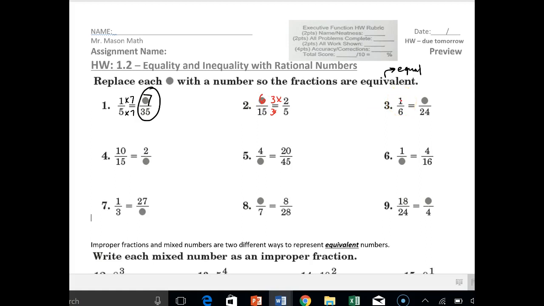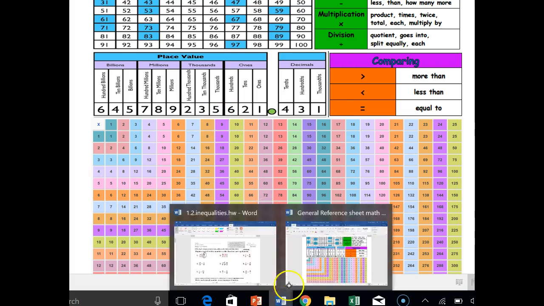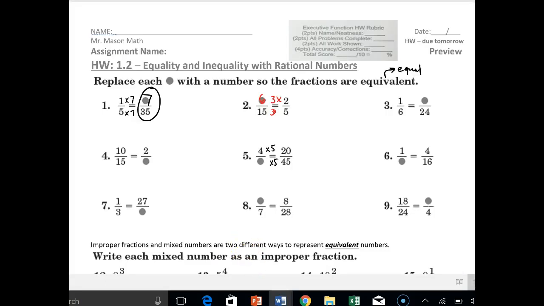All right, let me skip down to something like number 5. Number 5, how did I get 4 to become 20? I did times 5. So some number times 5 is 45. Now, if you don't know what that number times 5 is to give you 45, you can just do the opposite. So you can find 5, go up to 45, and see what number 45 divided by 5 gives you: 9. So this reference sheet is really, really useful to help you find your answer here.